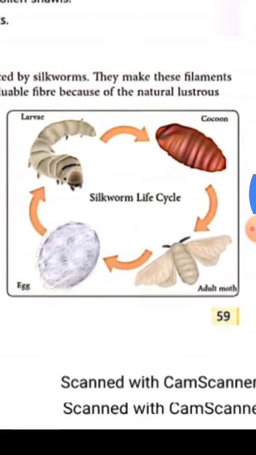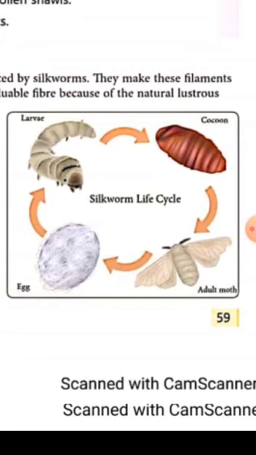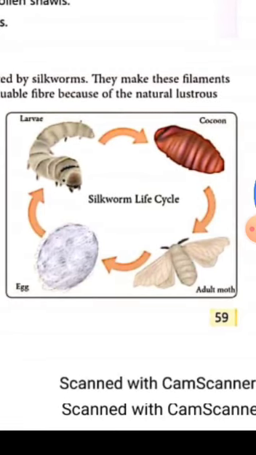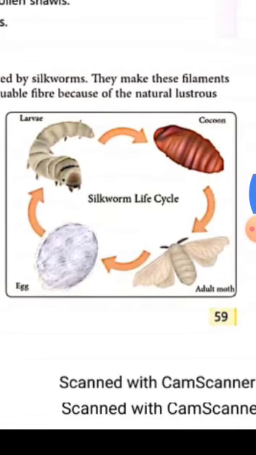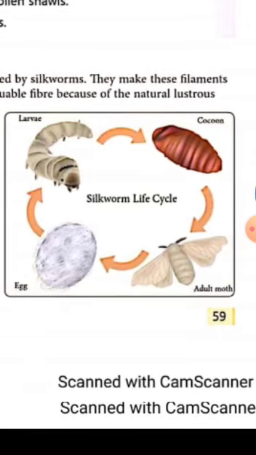It looks like a worm. For 27 days the larva eats mulberry leaves continuously, and after 27 days it stops eating the leaves, and then it releases a silk fiber, and this silk fiber covers the body of the larva in the form of a hard shell, which is called a cocoon, and inside the cocoon the pupa grows. So that means the larva changes into a pupa, and this pupa again grows into the adult silk moth.